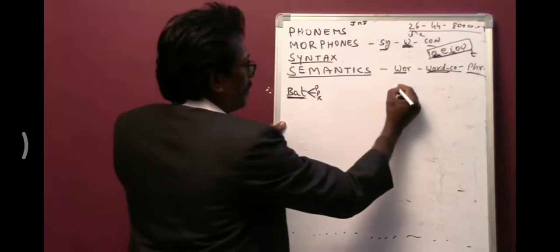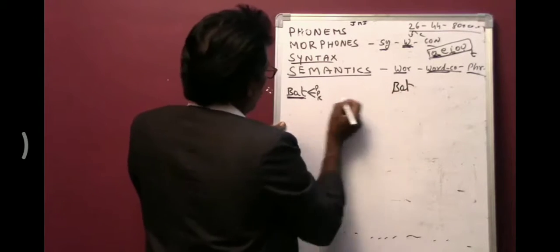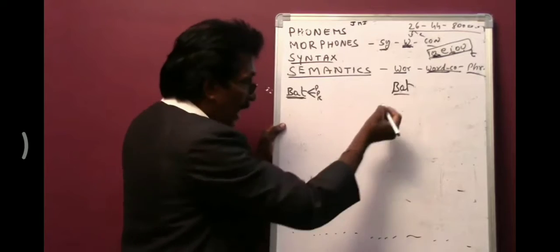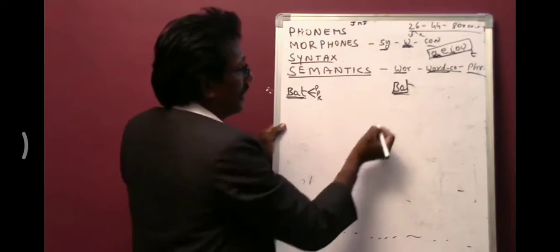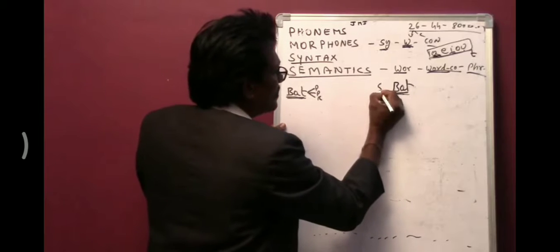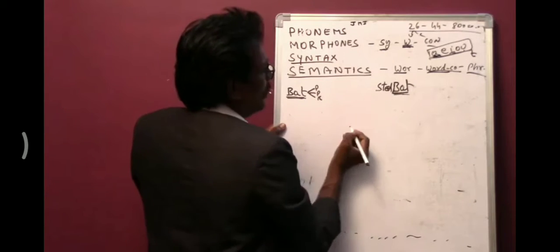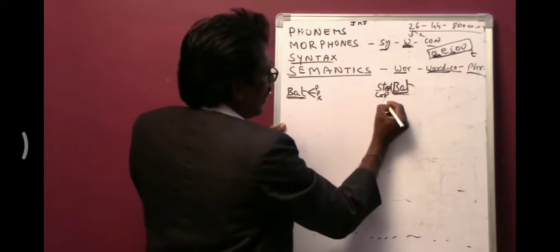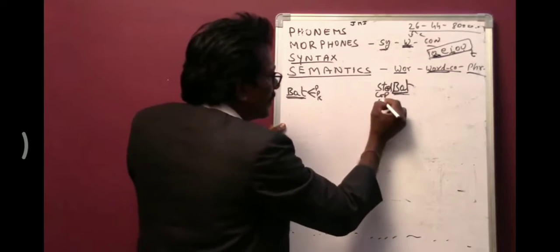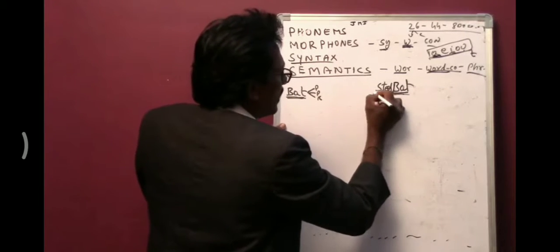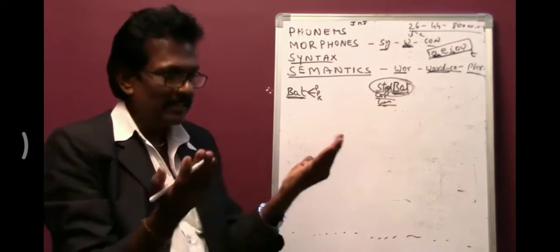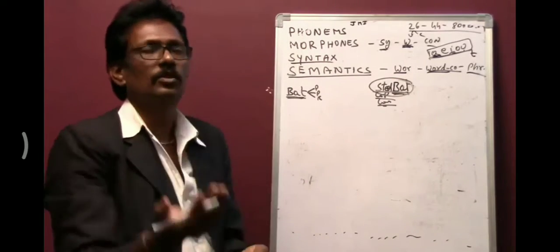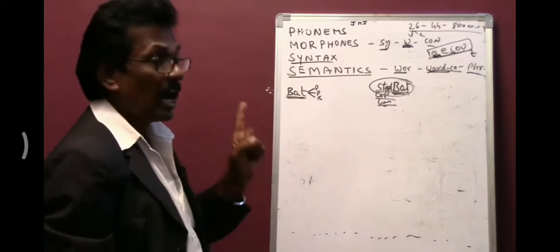For example, bat. B-A-T, bat. How to make a compound word? You analyze this word. What kind of bat? Is it a steel bat, or a copper bat, or a wooden bat? Now, copper bat, wooden bat, steel bat, it has become a compound word. Compound word means it's a combination of two or more words.